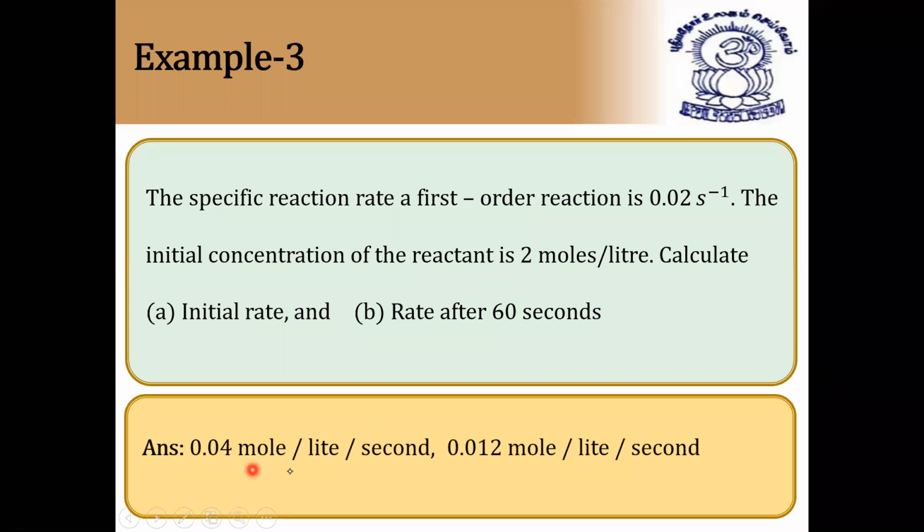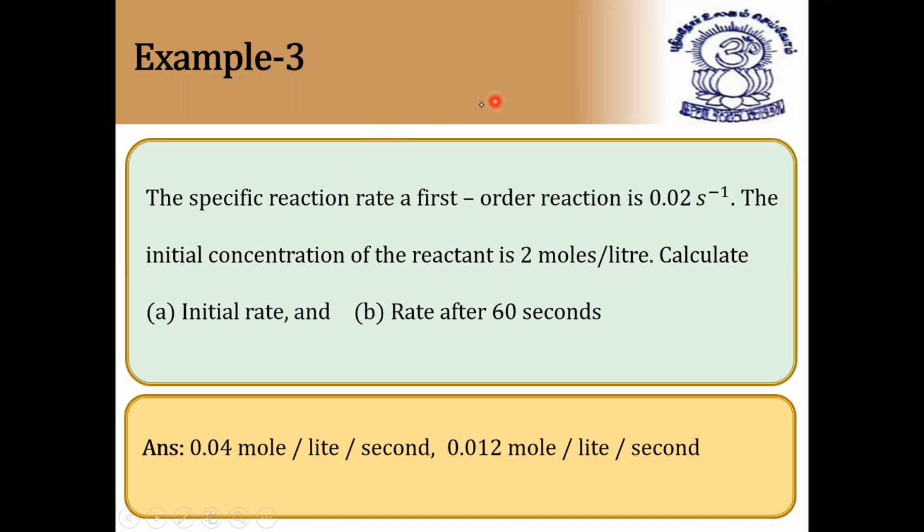The first is 0.04 moles per liter, which we have already got. The next will be 0.012 moles per liter per second. That is the rate after 60 seconds. Rate after 60 seconds is very, very important. So I hope you understood how to find these questions.